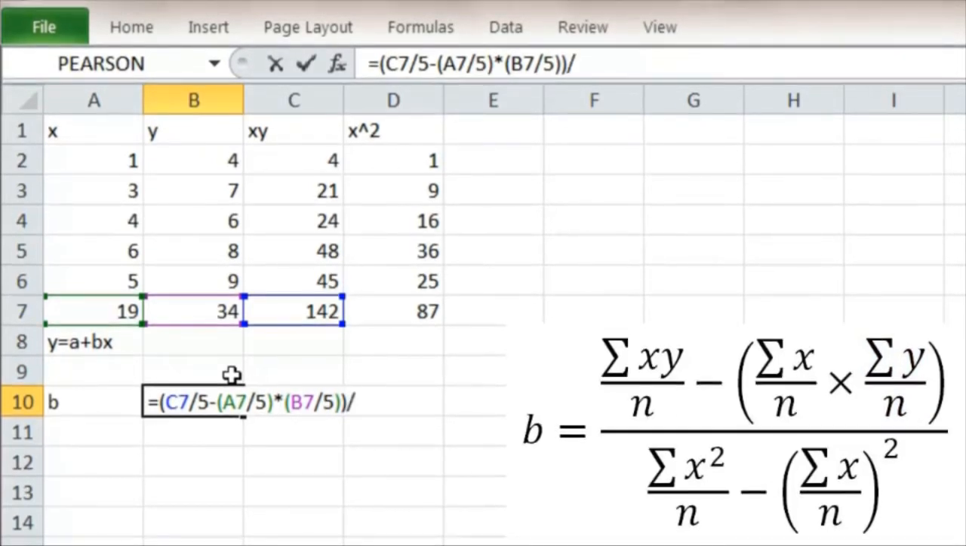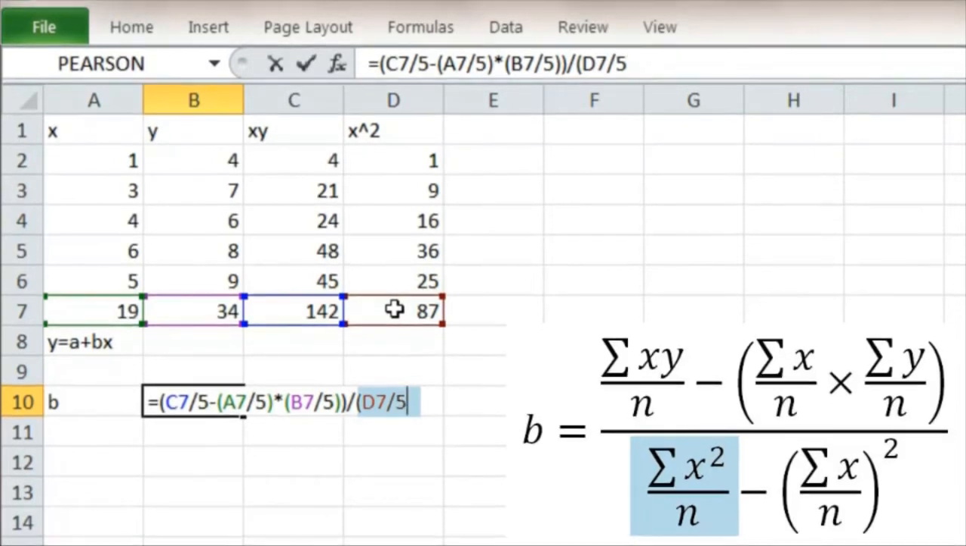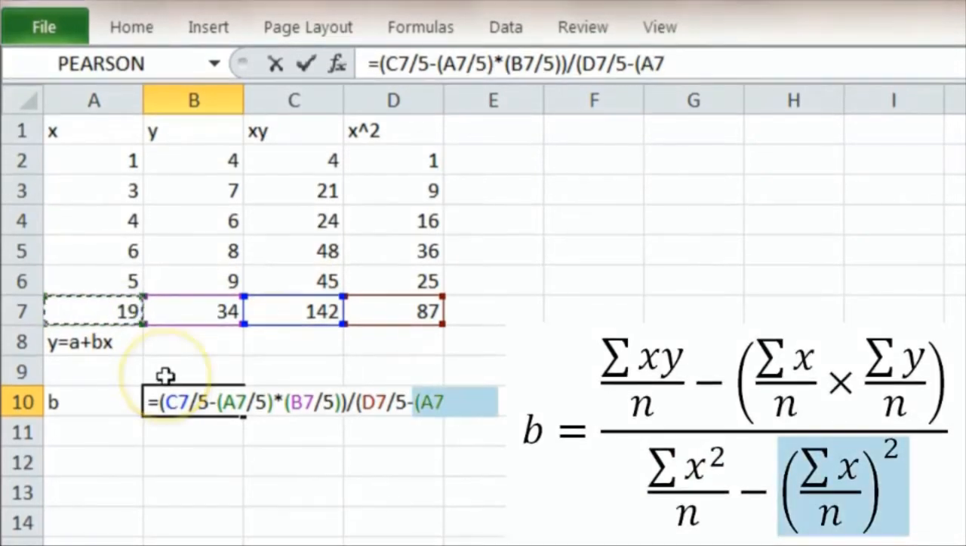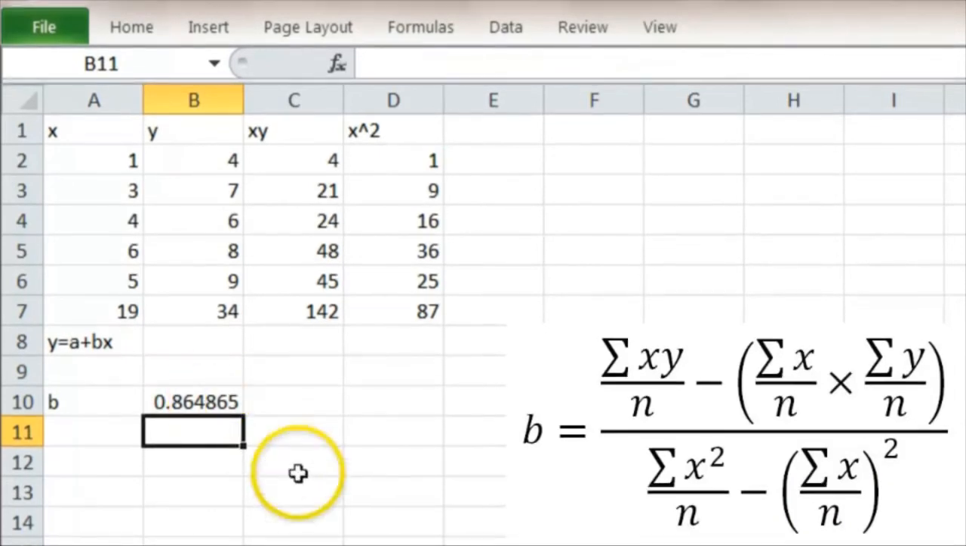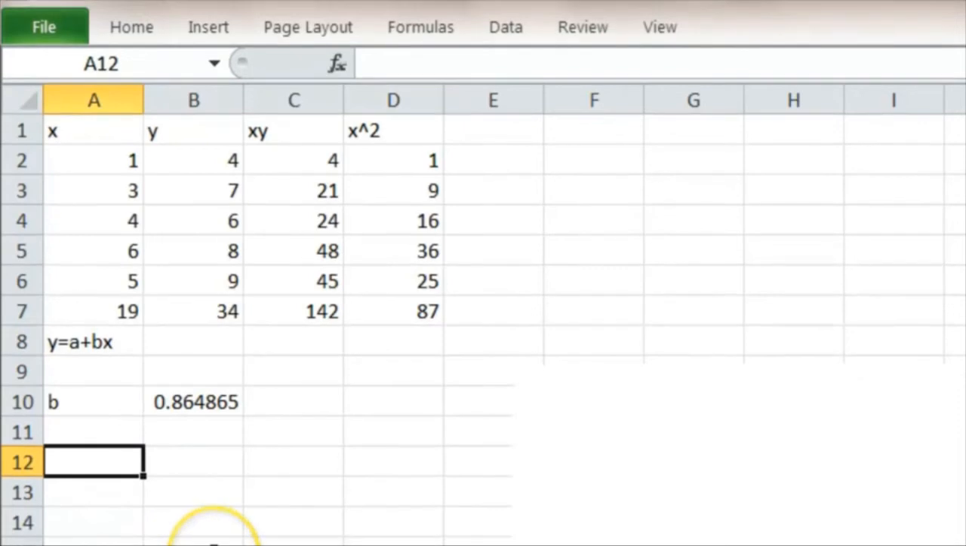We then have to divide by a similar expression underneath, which in fact is just the variance of x, so it's the average of all the x squareds, so that's the total of x squared divided by 5, minus the average of x, which is the total x divided by 5, and we have to square that. And then we put the whole thing underneath, and out pops the formula for the gradient in that line. That gives us b.